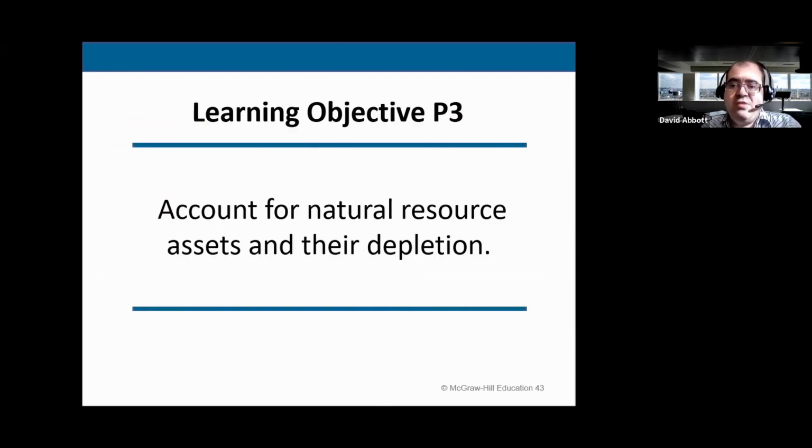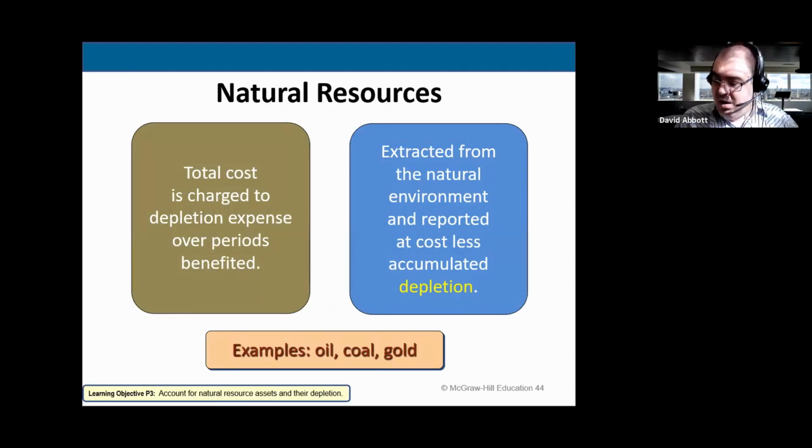Okay, so account for natural resource assets and their depletion. Natural resources are recorded at cost, which includes all expenditures necessary to acquire the resource and prepare it for its intended use. Depletion is the process of allocating the cost of a natural resource to the period when it is consumed. Natural resources are reported on the balance sheet at cost less accumulated depletion. The depletion expense per period is usually based on units extracted from cutting, mining, or pumping. This is similar to units of production depreciation.